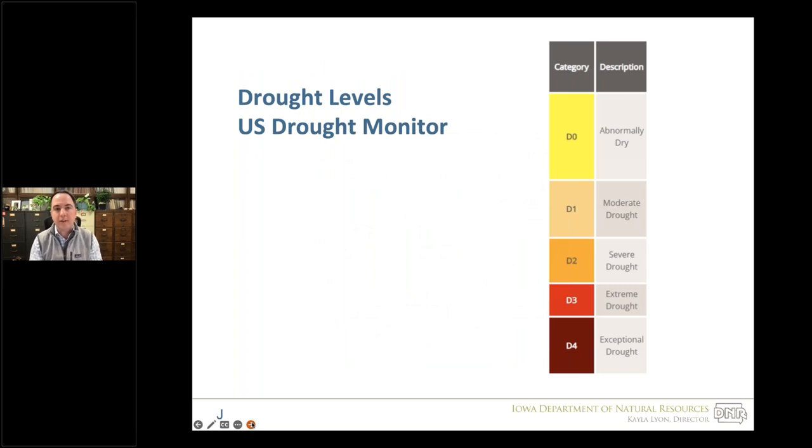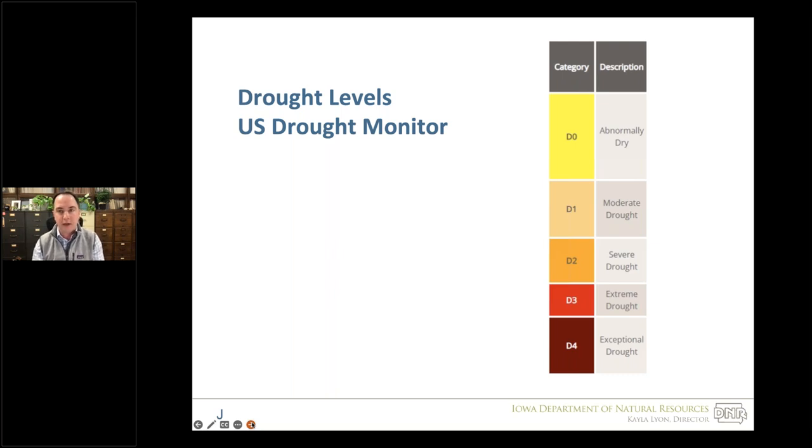So when we look at the U.S. Drought Monitor map each week, we see these levels, D0, abnormally dry, not drought, but representative of more short-term 30 to 60-day dryness, kind of a sentinel or a canary in the coal mine to tell us that we're trending on the drier side. And if drier and hotter conditions persist, we could shift into more drought conditions. So we go to D1, which is the moderate drought category, all the way to D4, exceptional drought, which we see right around Sioux City right now.